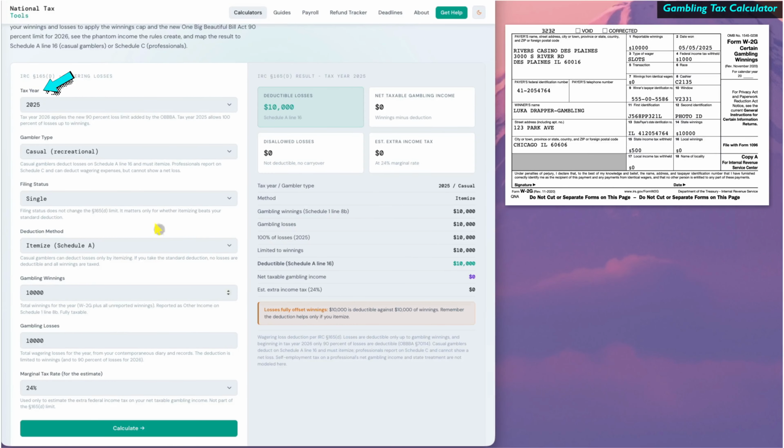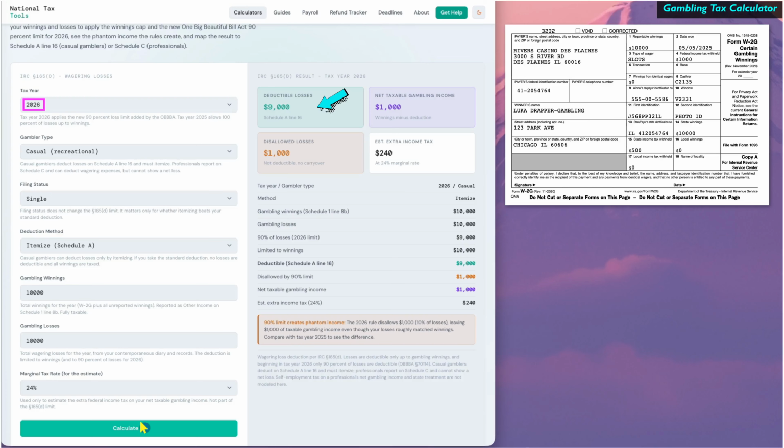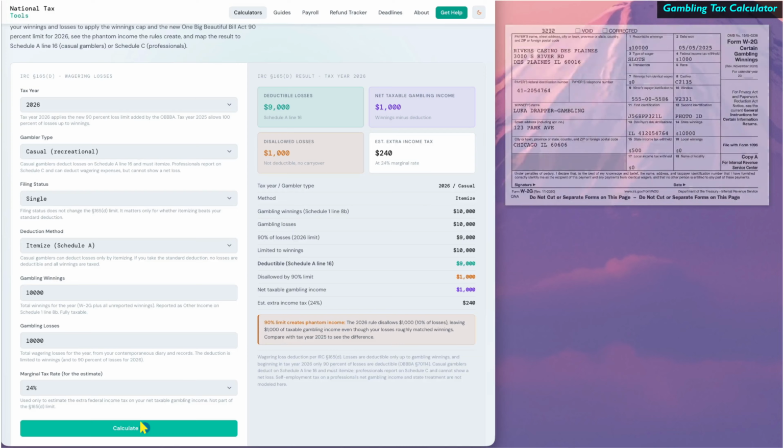Now I will run the same scenario but for 2026. Only $9,000 of his losses, 90%, are deductible on Schedule A. And he will have $1,000 of net gambling income that gets taxed.